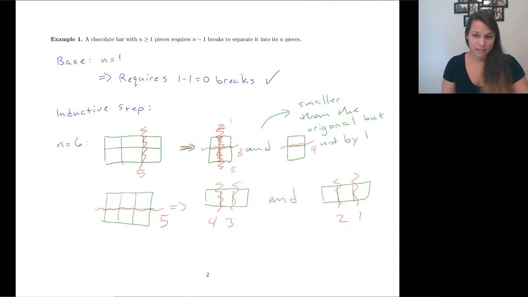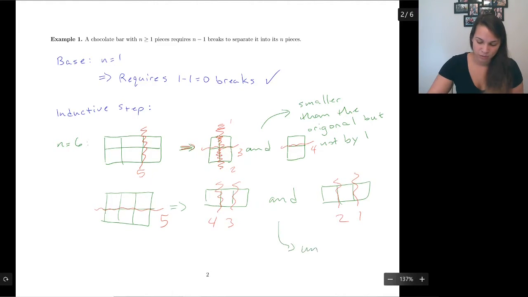So I feel convinced that this is probably true, but now we have to actually prove it's true. We have to deal with unpredictable breaking.